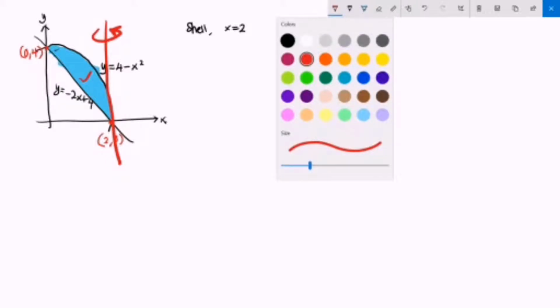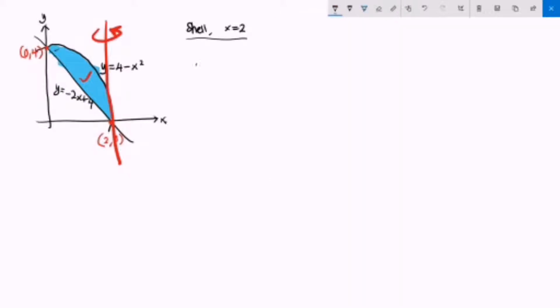So we want to find the radius using the shell method. Firstly we have to find the radius. In this case, this is x equals 2, right? Because the shaded region is on the left of this axis, the radius will be 2 minus x. If it is on the right, somewhere around here, then the radius will be x minus 2. So now this is 2 minus x.